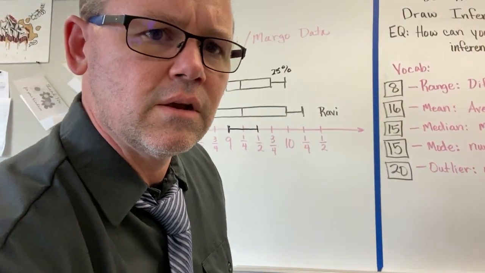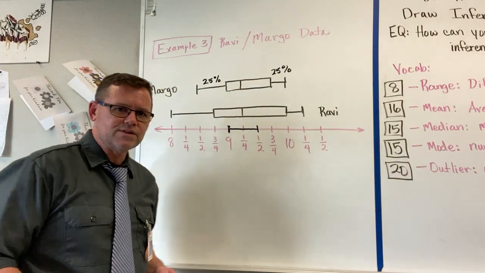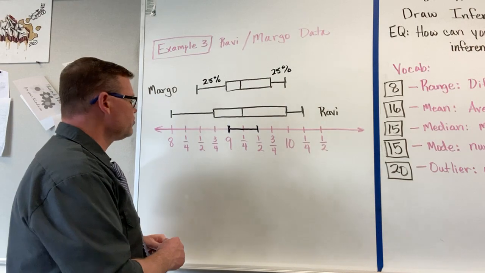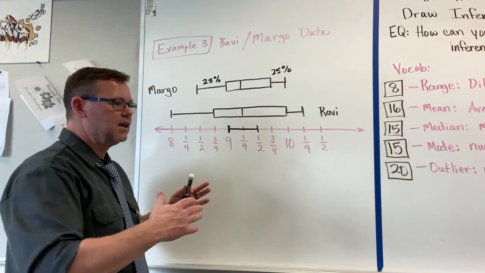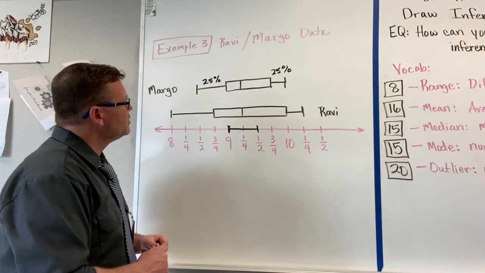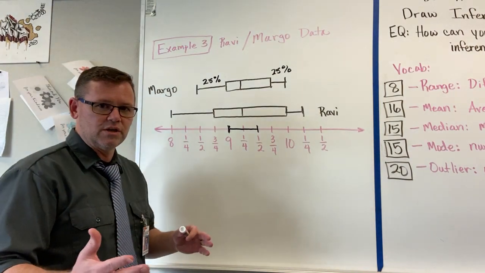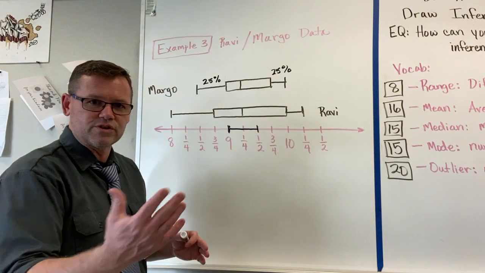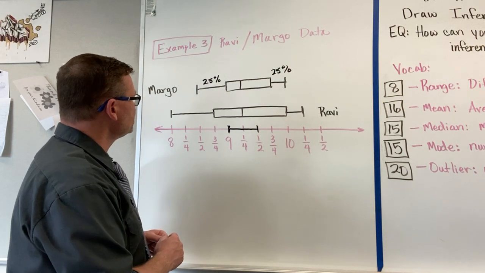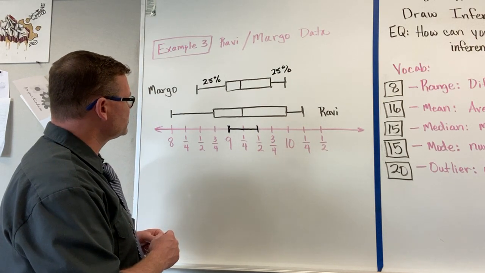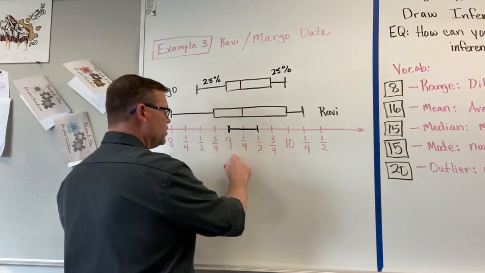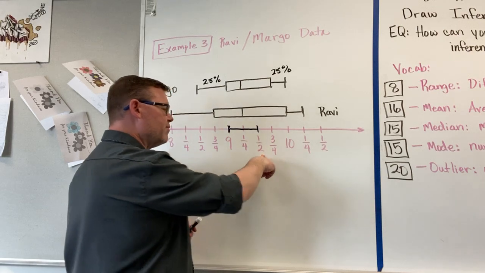Okay, now what this is, Margot and Ravi, and they went through and they're trying to convince their parents that they should be able to have a later bedtime. They don't need as much sleep. Okay, and so what they did was they took a bunch of information from different students. They polled different students to find out how many hours of sleep did they get.